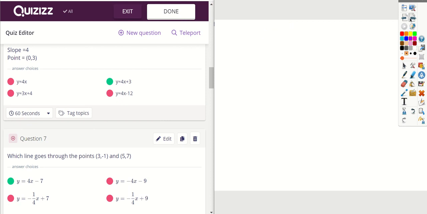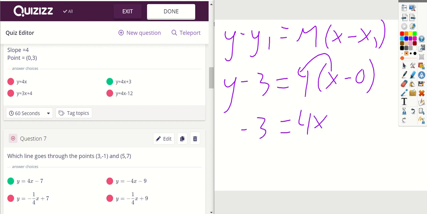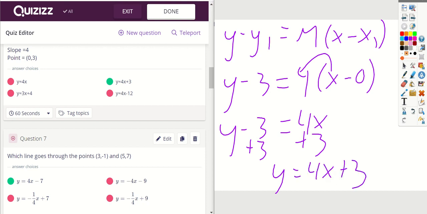All right, again, they give us slope and a random point, which means that we are going to do our point slope form. My slope is 4, and it says that x is 0 and y is 3. x minus 0 is 0, and then distribute. I get 4x minus 3. Add 3 to both sides. I get y is equal to 4x plus 3.